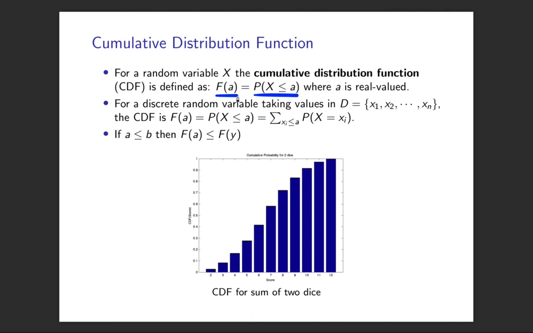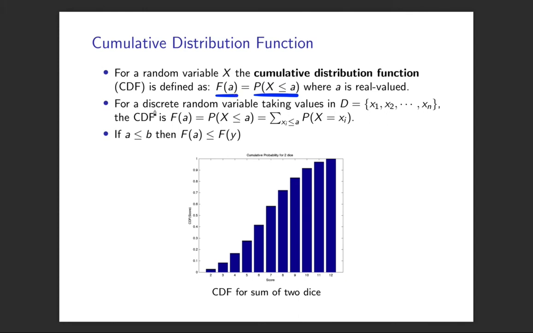So as a varies, and remember it can be a real number, it can vary all the way from minus infinity to plus infinity, it's all well defined. We can calculate the probability X is less than or equal to a, that's well defined, that's just a number. And so this is a function of a, that's what the CDF is.